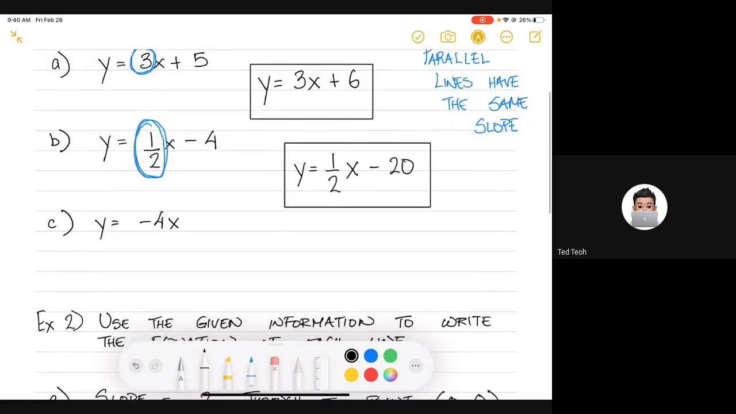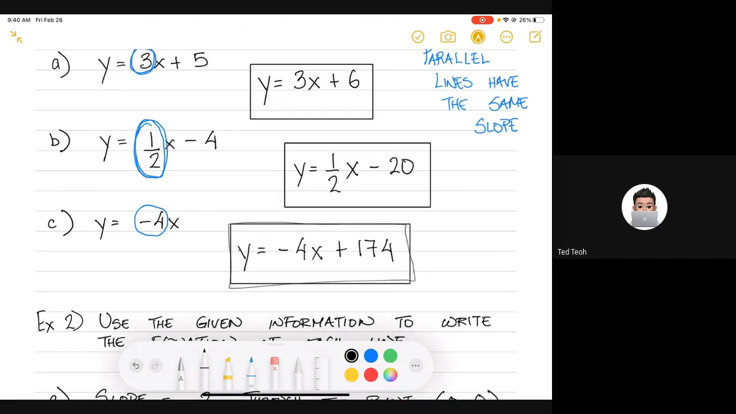This last one is y equals negative 4x. Again, it has to have the same slope, so y equals negative 4x. And I have to write a y-intercept. I can't just leave it blank because then it'd be the exact same equation. So I'm going to pick, I don't know, plus 174. Again, the slope has to be the exact same, and you have to change the y-intercept. And that's how you write a line that is parallel to another line.